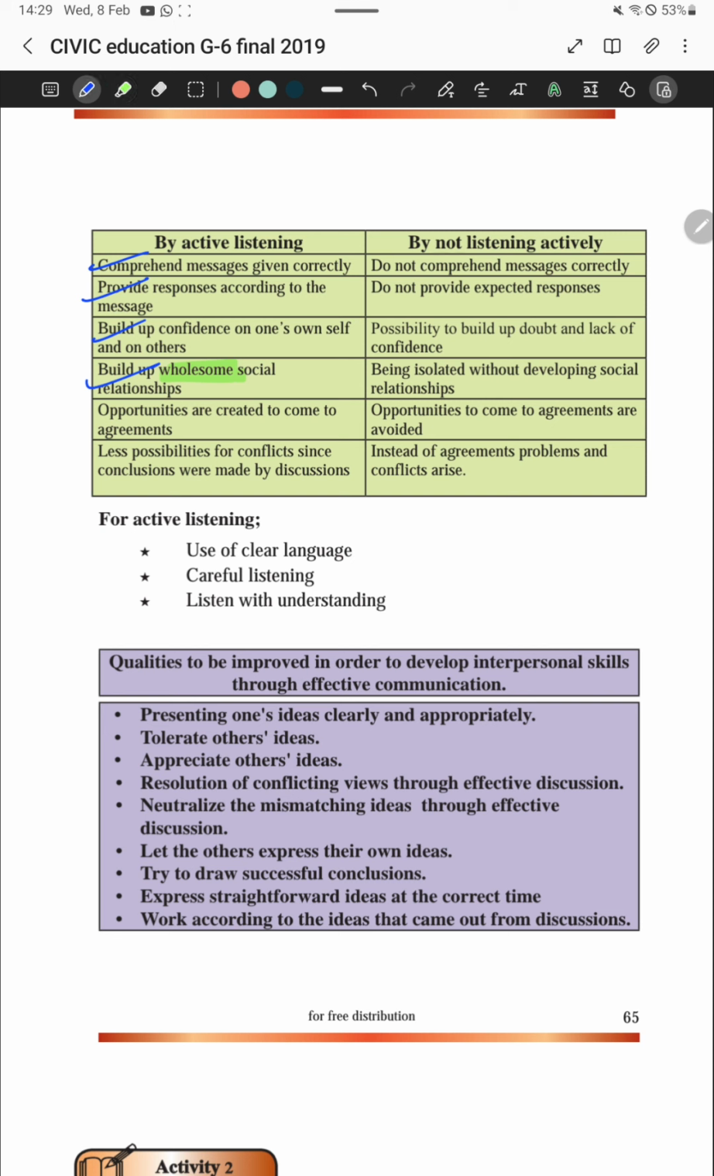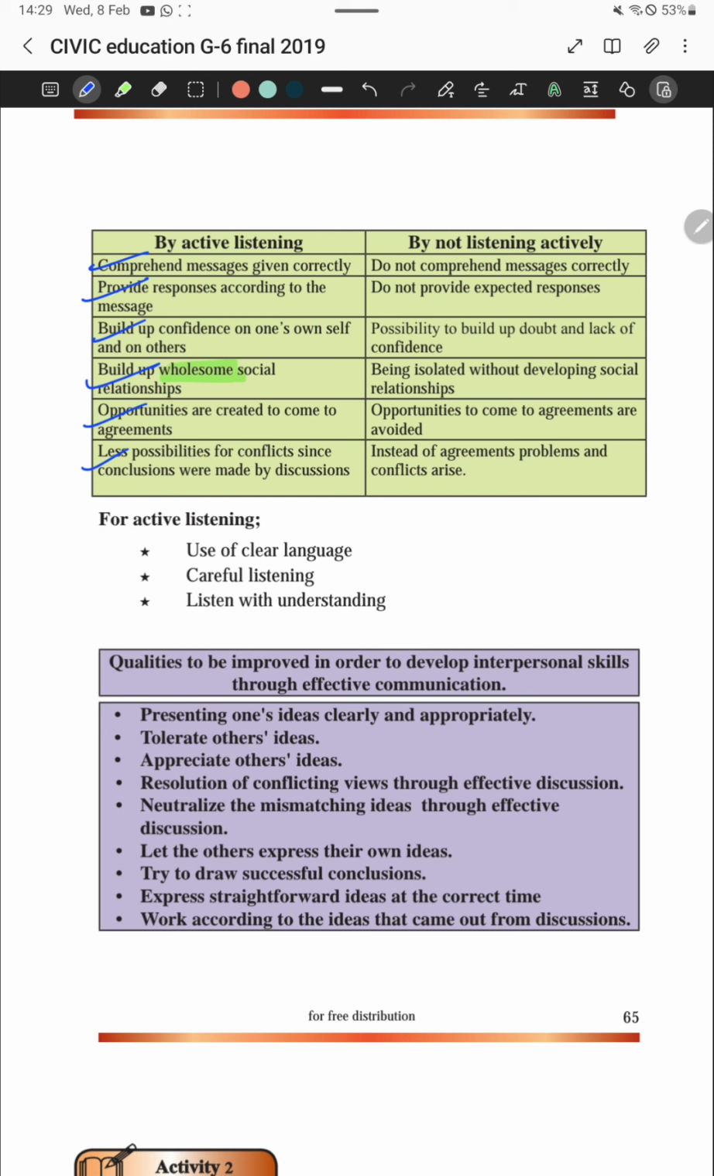Total social relationship, right? Wholesome means long term, sometimes. And opportunities are created to come to agreements. There will be opportunities for you to come to an agreement soon, right? Okay. And fewer probabilities of conflicts. There won't be many conflicts when you are actively listening to a person, right?